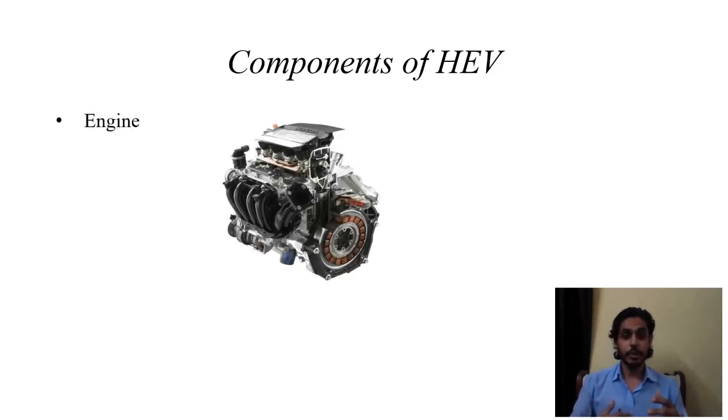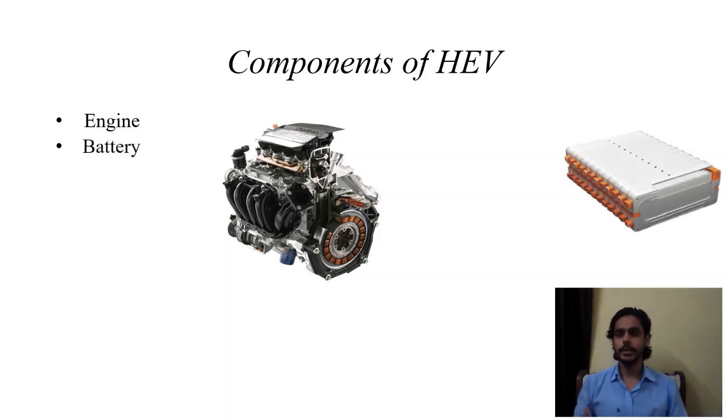It is similar to that we are using in conventional type vehicles, but the major difference is that the size of the engine in HEV is quite smaller than the size of the engine in conventional type vehicles. And we can use any type, that is, a petrol engine or maybe a diesel engine. Then we have the battery. It stores the energy generated from the engine or during regenerative braking from the electric motor.